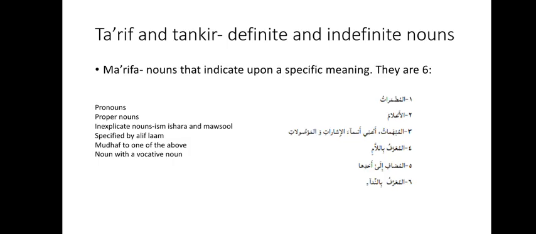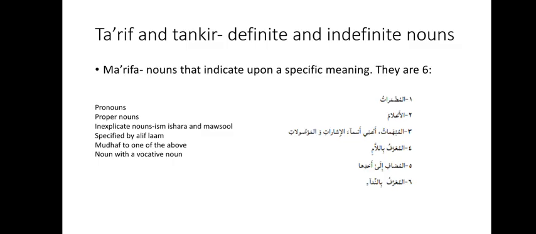Then we have nouns which have been made specific through alif lam. So it might be a word like rajul, and by itself it's not specific. But if we add alif lam before it and we say ar-rajul, because the letter ra is of that type, the lam will become silent and you join the alif straight to the ra, and it becomes ar-rajul, which means the man instead of a man, and it's been made specific using alif lam.